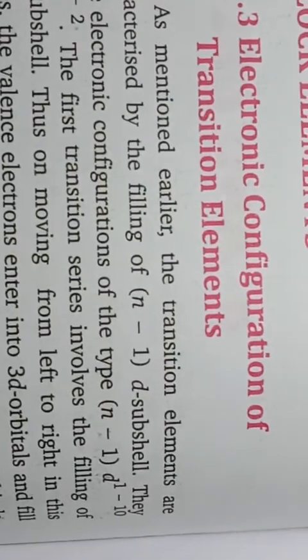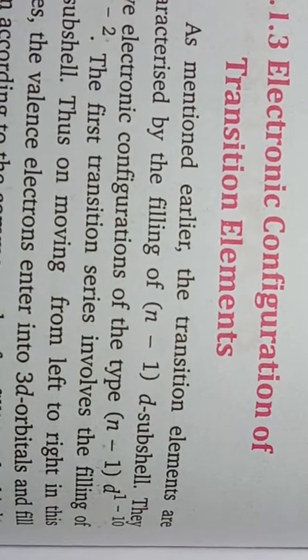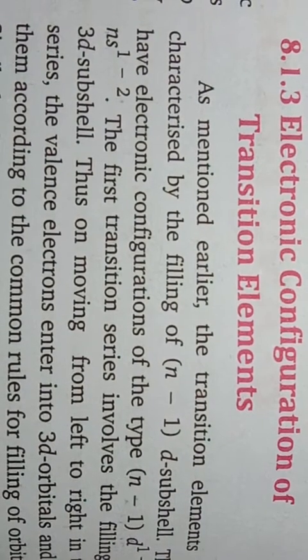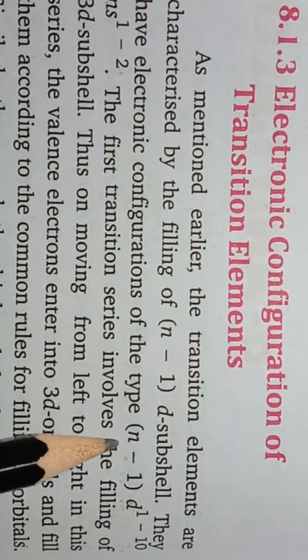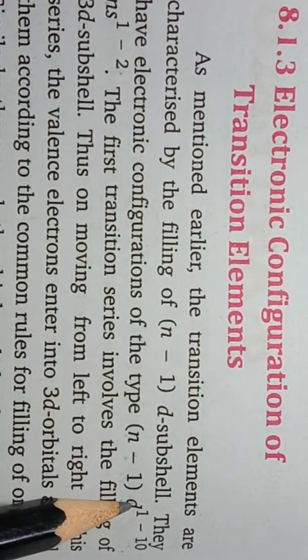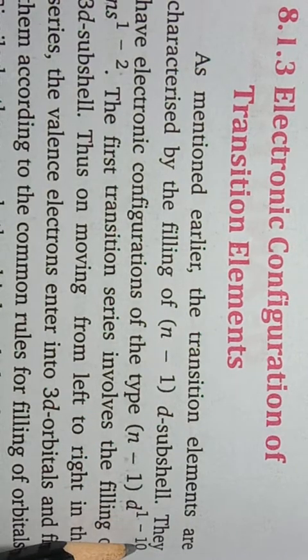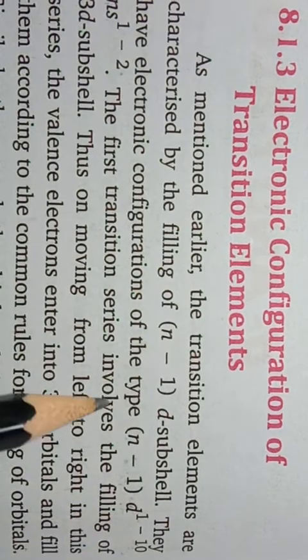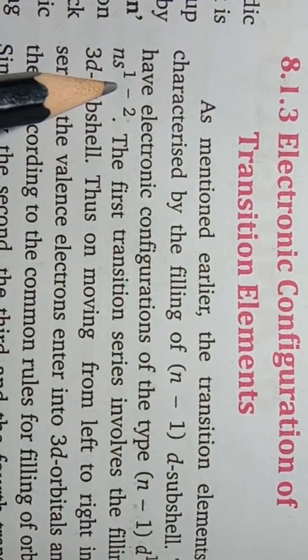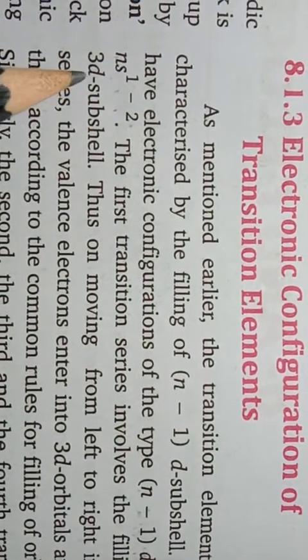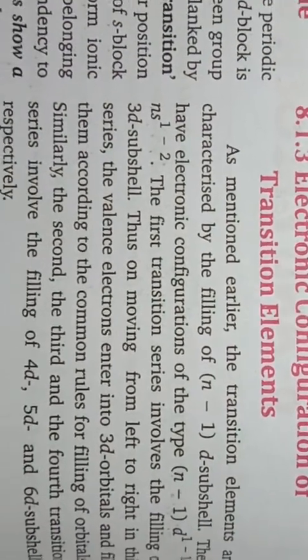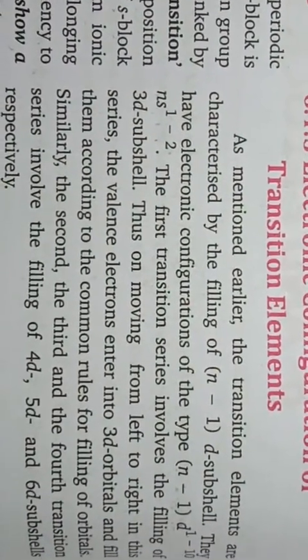Now after this, electronic configuration of these elements. So the configuration of valence shell of these elements is n-1 d from 1 to 10 electrons. So D subshell with from 1 to 10 electrons, and S subshell is with from 1 to 2 electrons. So this is the valence shell configuration of transition elements.